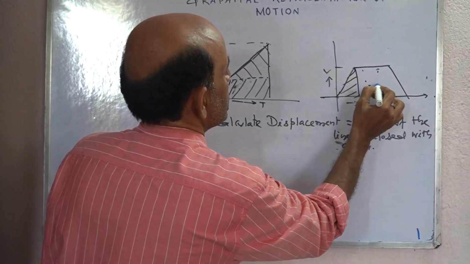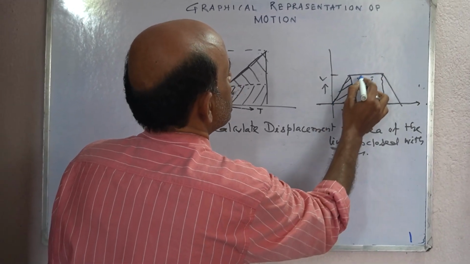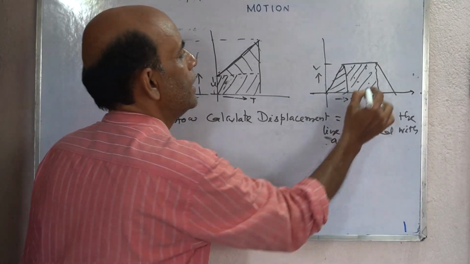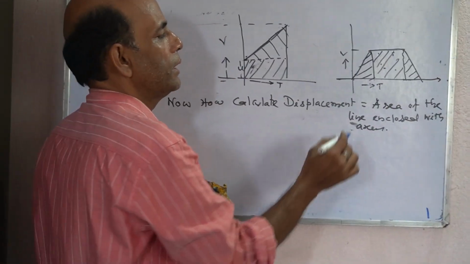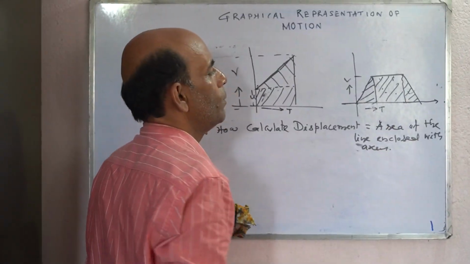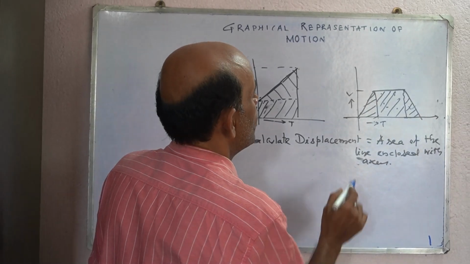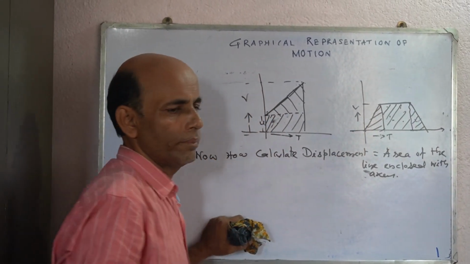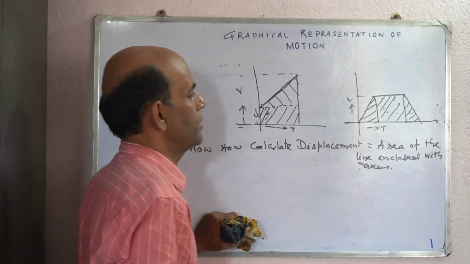In this case, this to this is uniform velocity, and finally it is uniformly retarded. That means this area will be the smallest displacement. Total displacement will be the area of this trapezium.